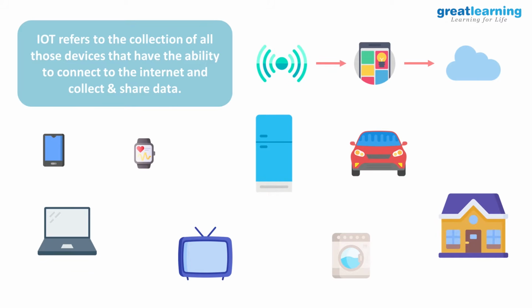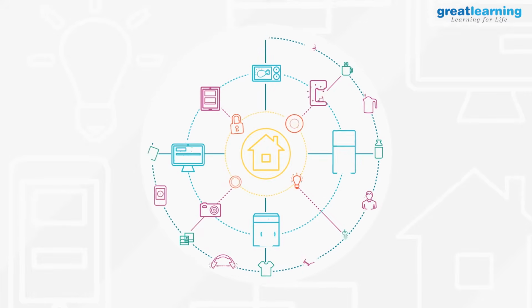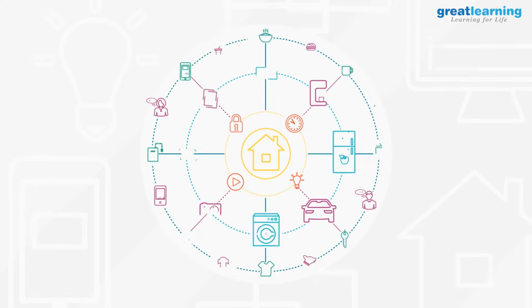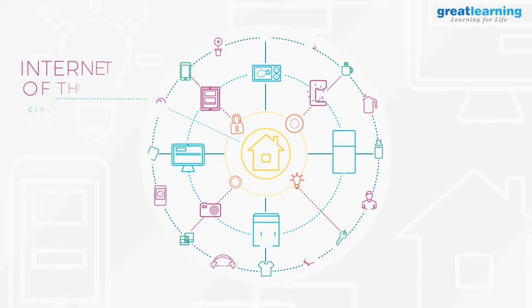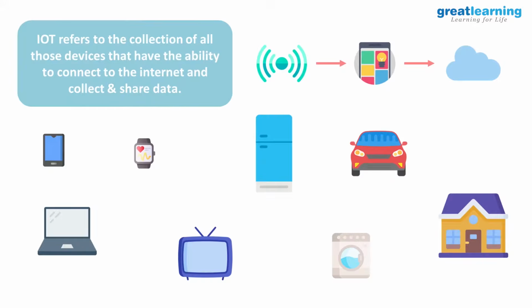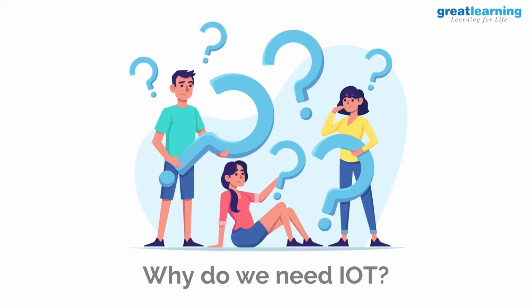You can easily see the trend over here. Most IoT devices have the word smart at the start of their names. Smartphones, smart watches, smart TVs, smart refrigerators, and smart homes. So now that we have a clear idea of what IoT is, we can move to the next question. Why do we need IoT? Or how does it help us?